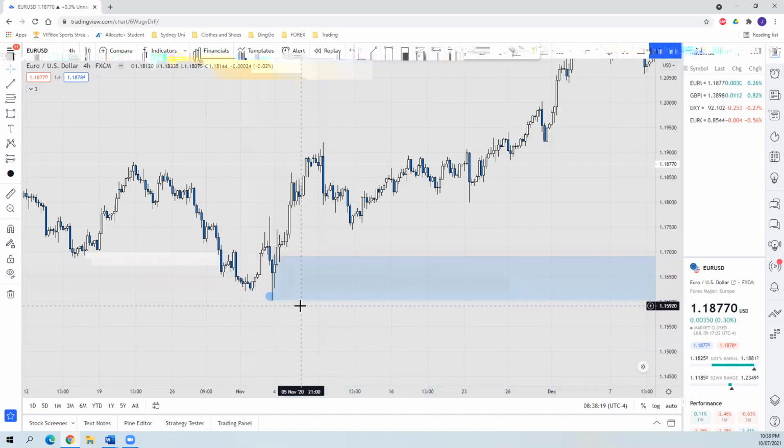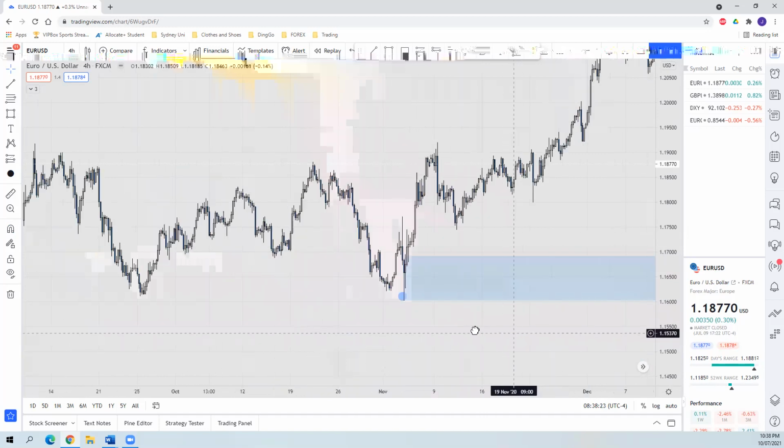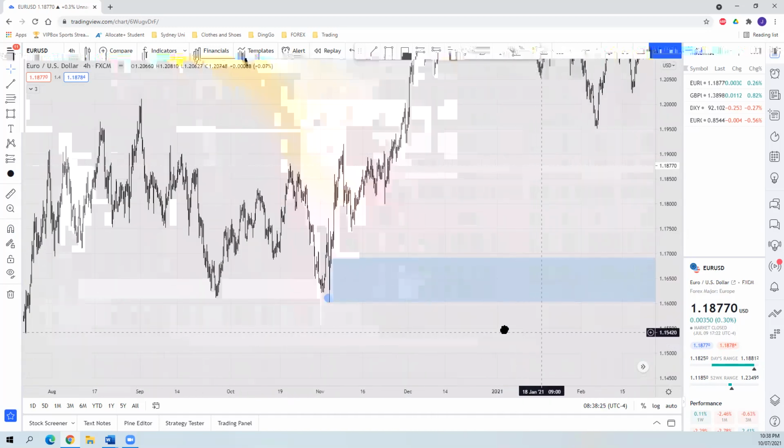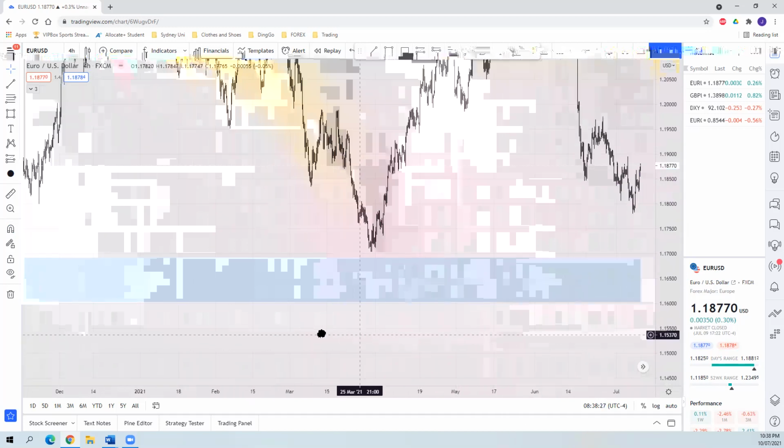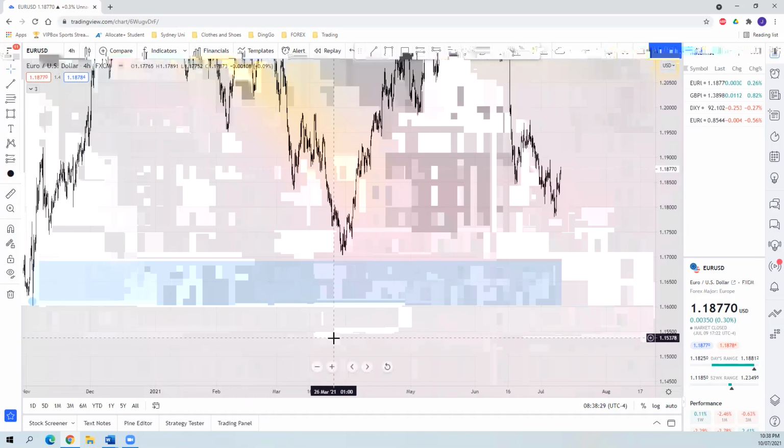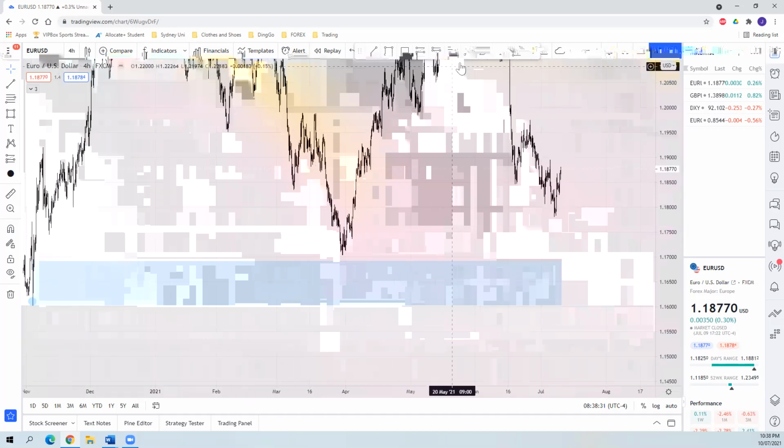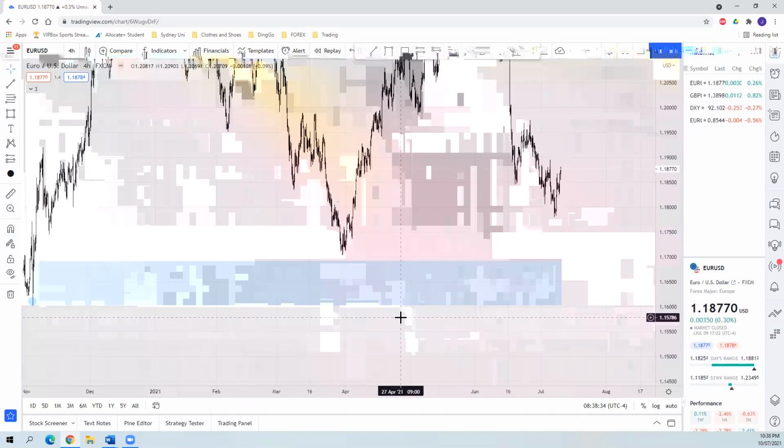Now zoom out a bit and see if price really mitigated it. No, it didn't. That makes this an inducement, because this was a major low and it even broke this structure. It took out some liquidity and broke structure. People would view this as a strong low, but we know the intentions within the range have not been completed yet.